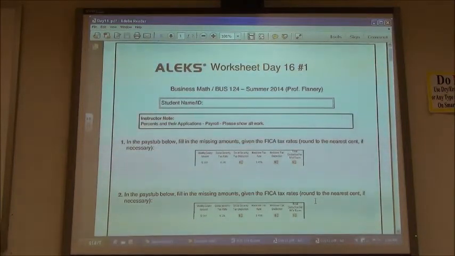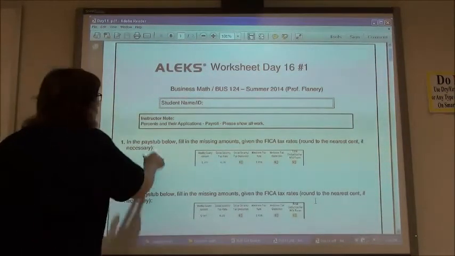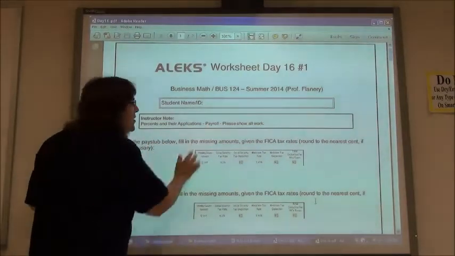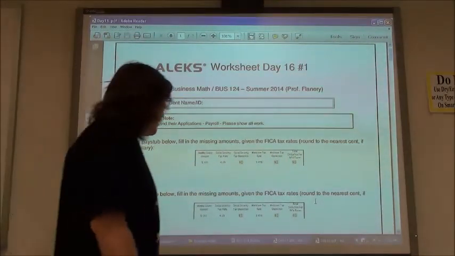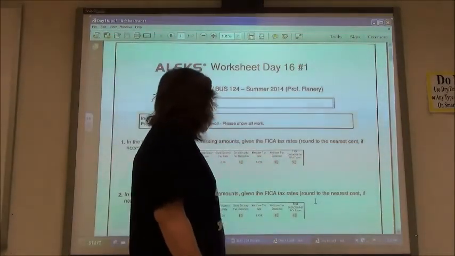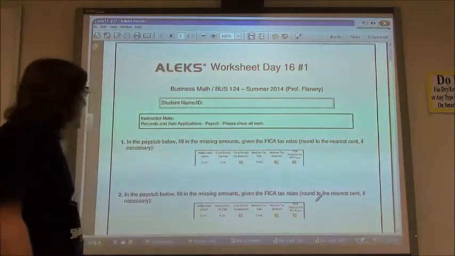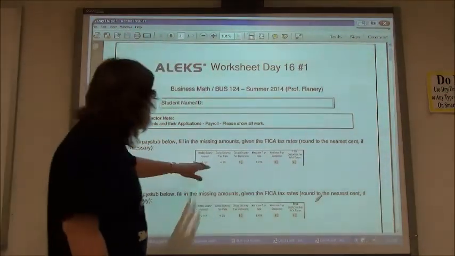All right, worksheet day 16 for business math. Still in percents and their applications, under the section of payroll. It says in the pay stub below, fill in the missing amounts given the FICA federal income tax rates, rounded to the nearest cent.